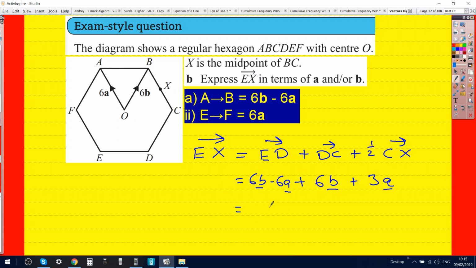6B plus 6B, that's 12B. Minus 6A plus 3, that's minus 3A. Well done. That's it. So vectors are just movements, like 4 right, 3 up. And so you just look at what is the same vector as that. So E to D was the same as A to B, which was your previous answer. D to C, you saw that was 6B. And C to X would be 3A. It's half of that.